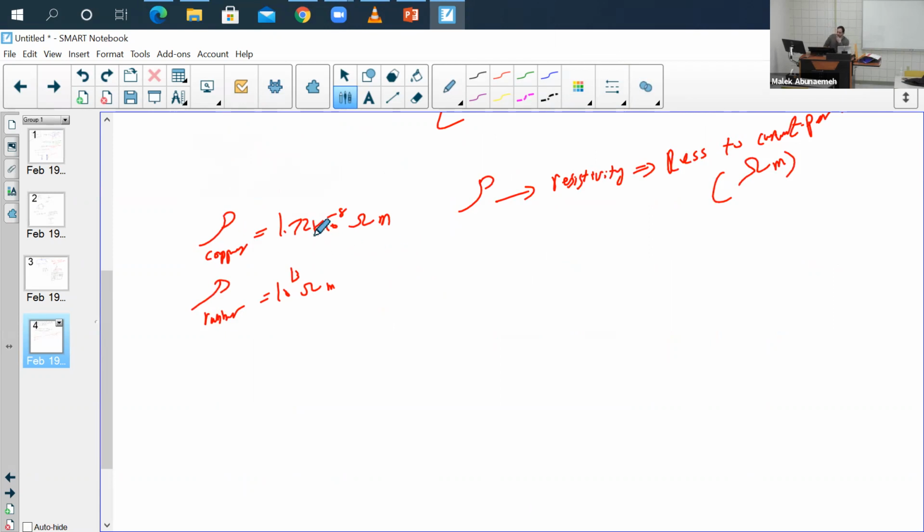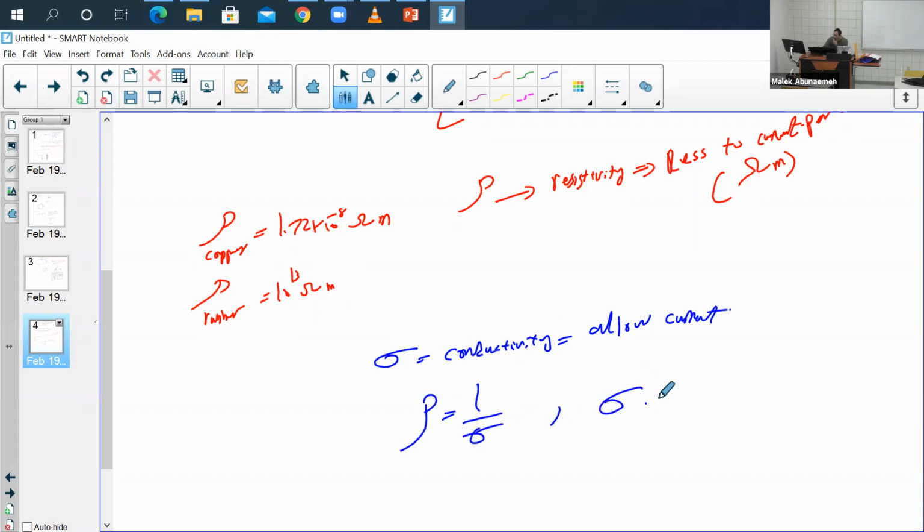If you notice, rubber has a higher resistivity than copper, so it's actually better to conduct electricity with copper than rubber. Now, we're going to use conductivity, which is your sigma, which means you allow current. Your resistivity is going to equal 1 over sigma, and vice versa. Your sigma is going to equal 1 over your resistivity.